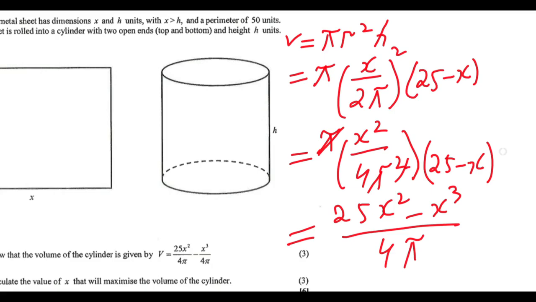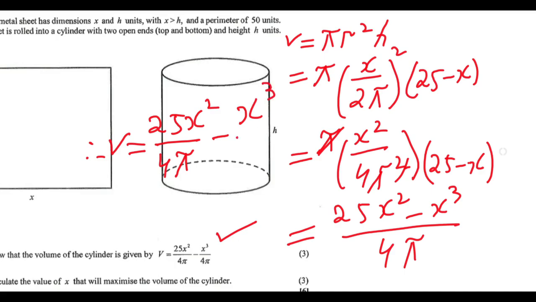Now I can write the answer in the form you want, because 4 pi is common. I'm going to put the answer this side. Therefore you're going to say volume is equal to 25 x square over 4 pi minus x cube over 4 pi. So the volume of the cylinder is given by this equation, matching with this one. So my answer is correctly proved.